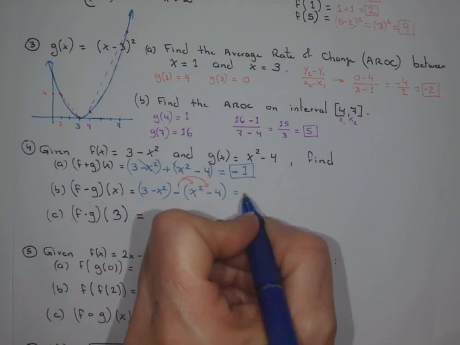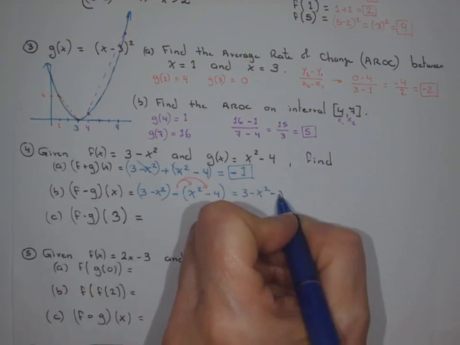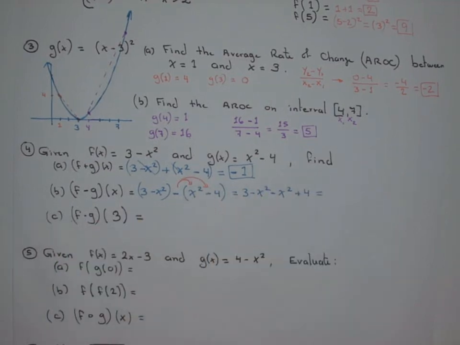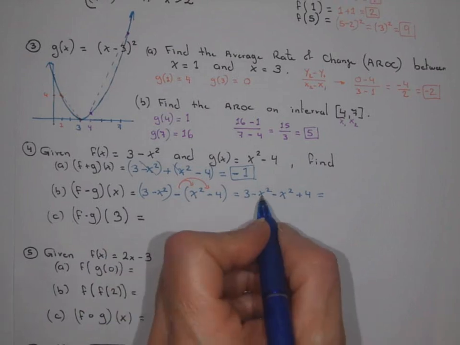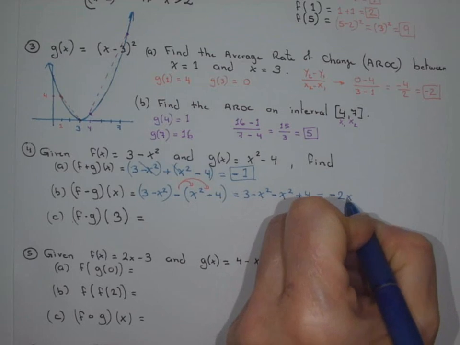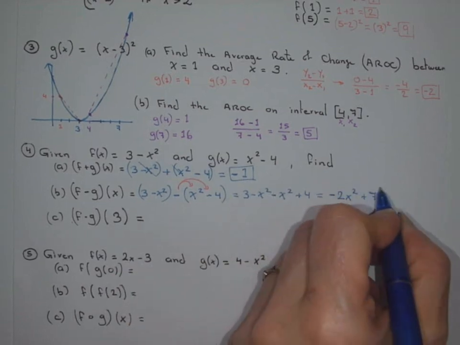So I have 3 minus x squared, and then minus x squared, and then a negative becomes plus 4. Alright, put your like terms together once you distributed that negative. So I have a negative x squared and a negative x squared, that will be negative 2x squared, and then a 3 plus 4 will be 7. So that will be your answer right there.